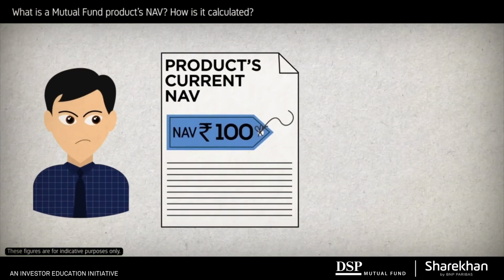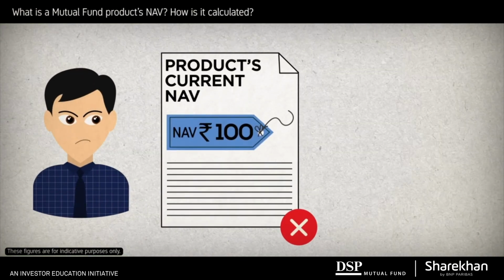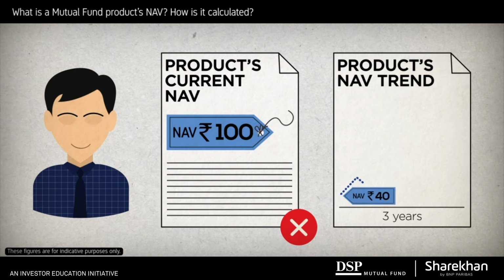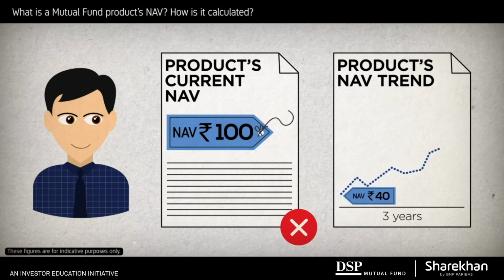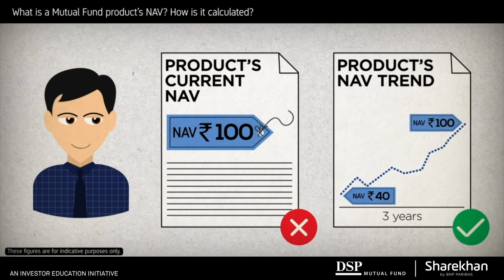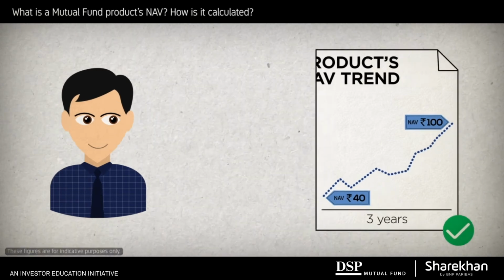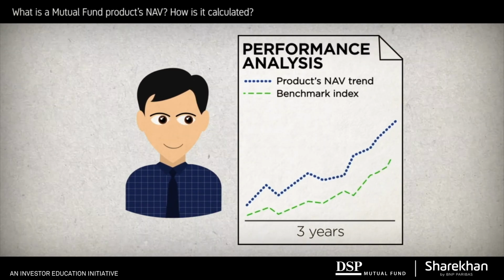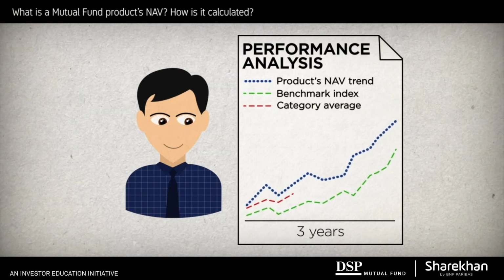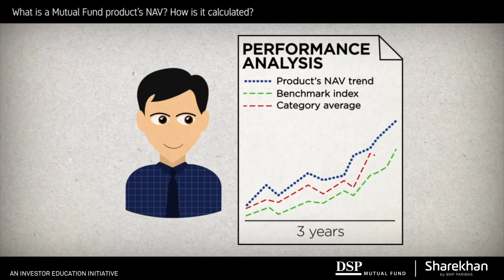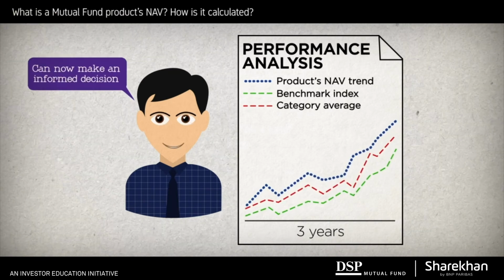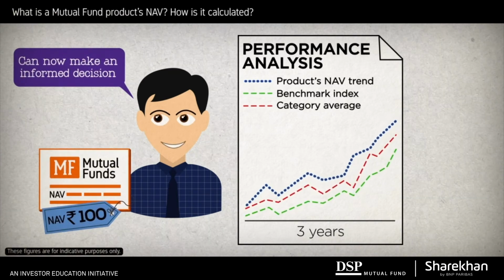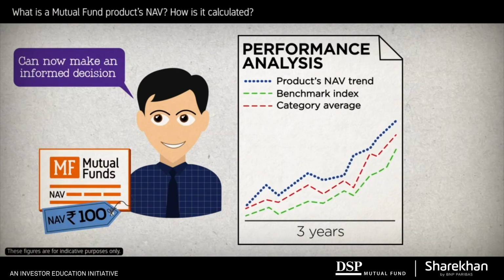While the current NAV by itself is not an indicator of the performance of the fund, a look at how the NAV has changed over time will tell you how your investment has performed. Don't forget to compare the NAV movement in a fund with the movement of the benchmark index and also with the average returns of other funds in the category over similar time periods. This comparison will give you a more comprehensive idea about the fund's performance.